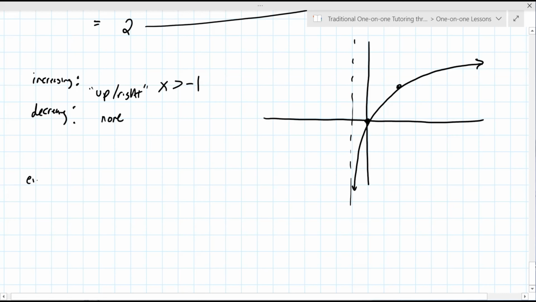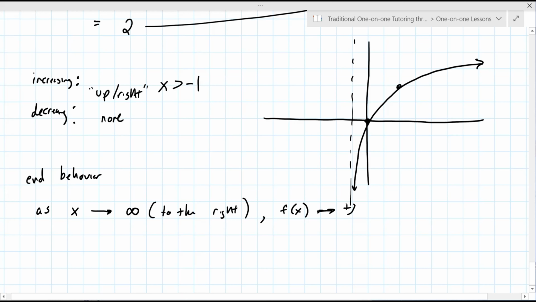And then the next thing we can do is end behavior. So we can say as x goes to infinity, and this means to the right. So imagine going along this curve, but you're moving right. You're taking a path to the right. And it's saying, well, where do you go? How high do you go? Is what this is asking you to put in. Positive infinity? Yes.